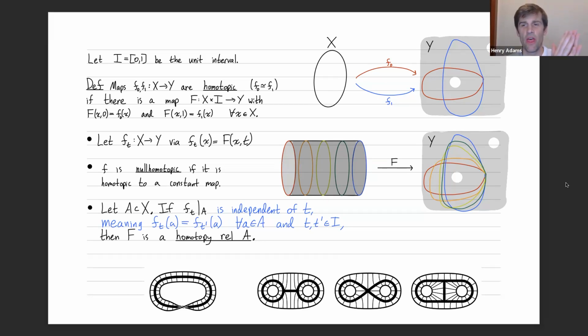in. And as we scroll from the left to right in the cylinder, we get deformations of this map where I go from the red loop to the orange loop to the yellow loop to the green loop to the blue loop in a continuous way, deforming from the map little f0 in red to the map little f1 in blue. All right, so that's a rigorous definition that matches our intuition of deforming one map to the other.